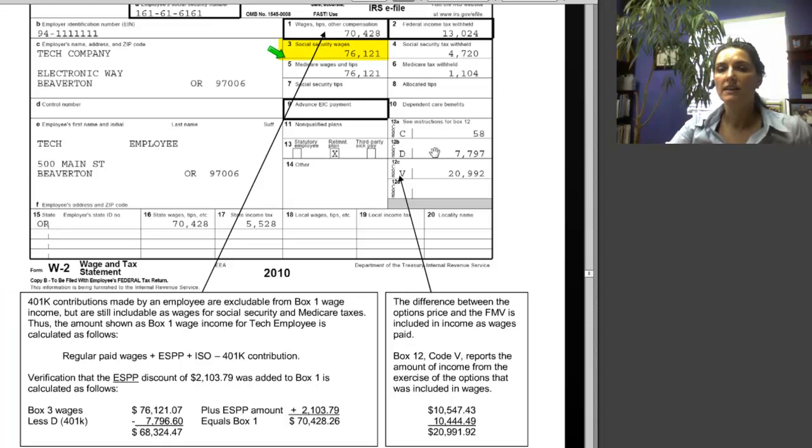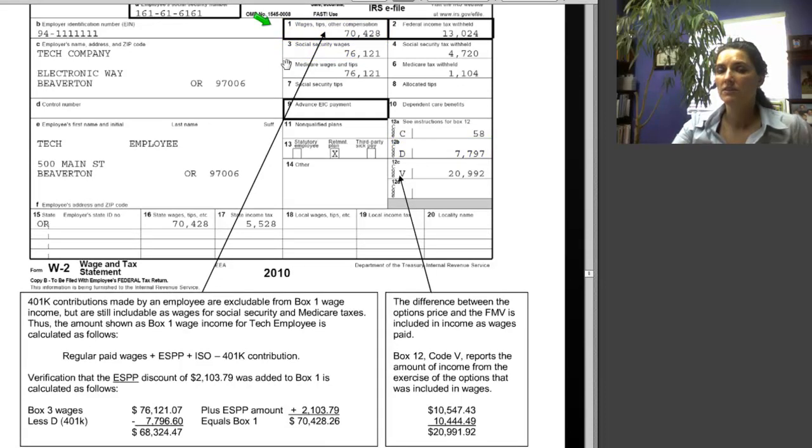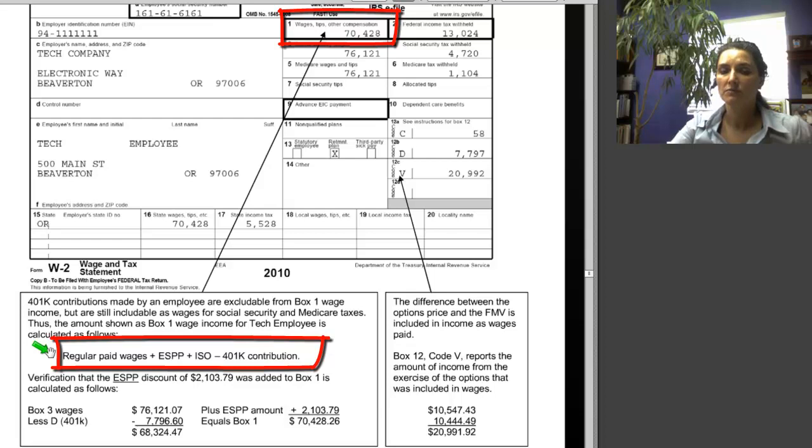If we take box 3 and subtract out box 12, code D, we should get the number that appears in box 1, but that's not true. And the reason it's not true is that these ESPPs are not subject to Social Security tax. So essentially what we could know, rather, is that if we take box 1 and add the amount shown with the code D, that's going to be the true total wages paid for the year. So let's take a look at how this works. The amount shown in box 1 wage income for a Tech employee is the regular wages that were paid plus the employee stock purchase plan plus the ISO amount minus the 401k contribution.